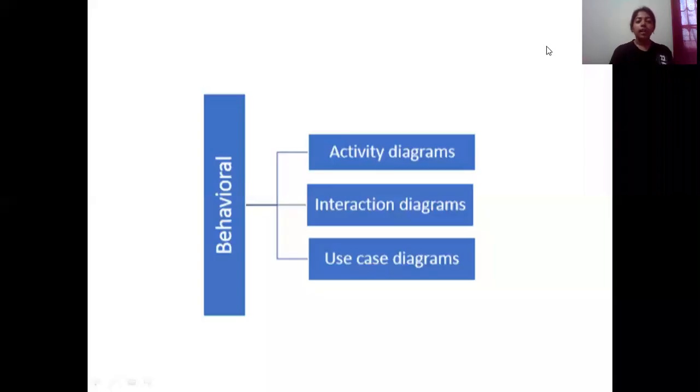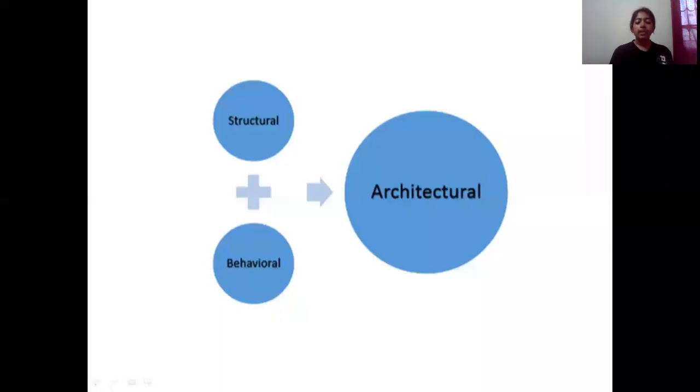The behavioral diagram shows the dynamic behavior of the objects in a system, which can be described as a series of changes to the system over time. Types of behavioral diagrams are activity diagrams, interaction diagrams, and use case diagrams. So as you can see, architectural diagrams are the combination of both structural diagrams and behavioral diagrams.